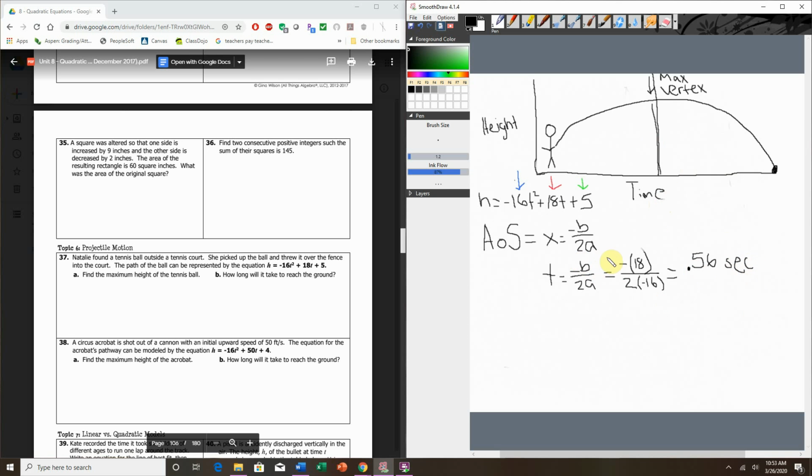We're trying to find our vertex. So we have an x value. Remember, that vertex is some sort of x and y value. But we just found that the x is going to be time, so that means we have to find our y value, the height. Well, we have an equation for height. So now that we know t, we can take this 0.56 and plug it in. So our height is negative 16, plugging in our new t.